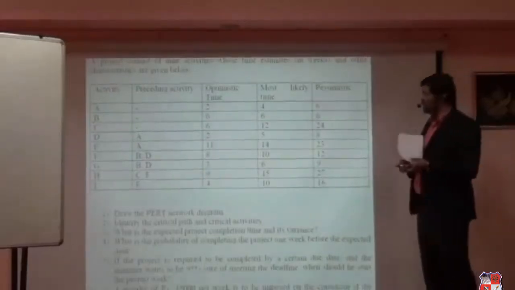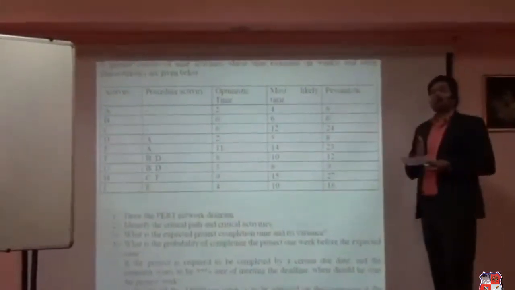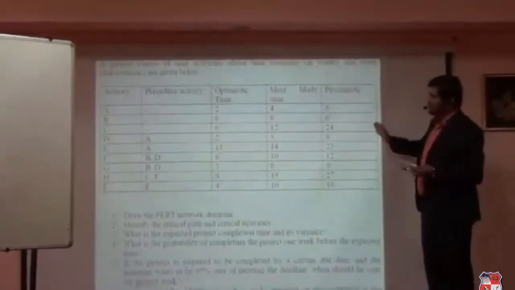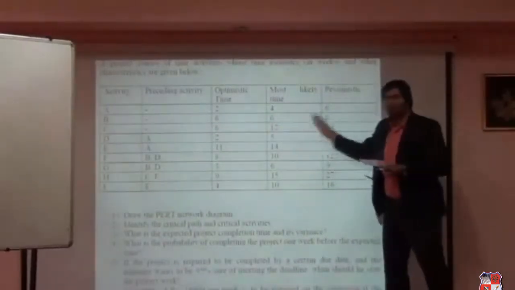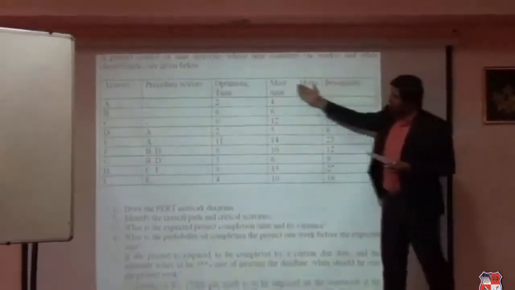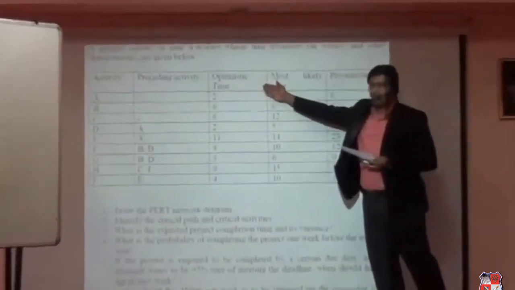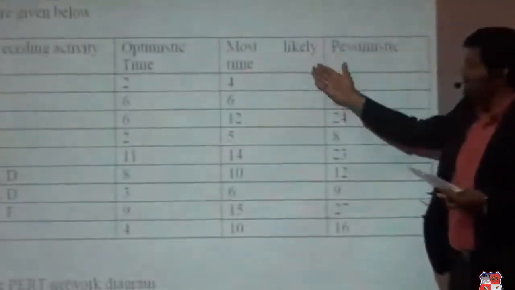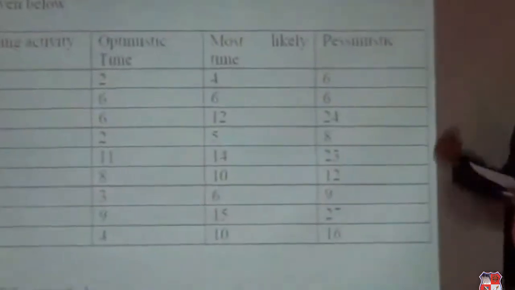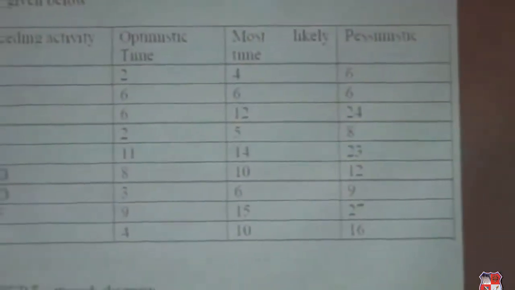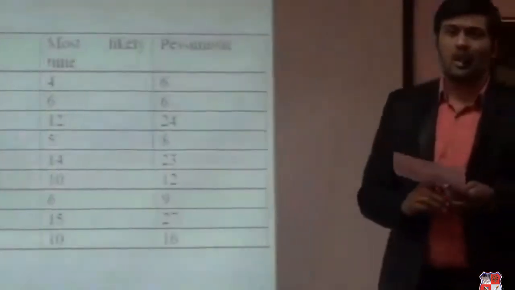You can see the difference from CPM: in CPM we have only one time duration, while in PERT we have three different columns for the time duration. The first heading is the optimistic time, the second is the most likely time, and the third is the pessimistic time. I'll tell you, my friends, the difference between the three time durations.